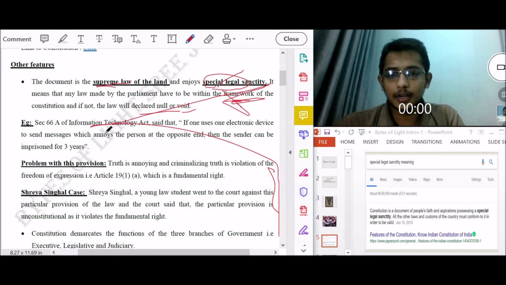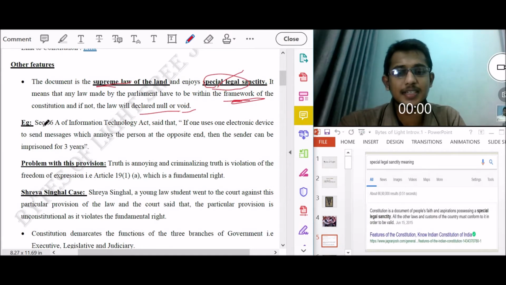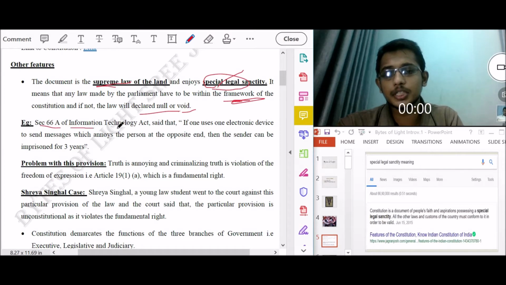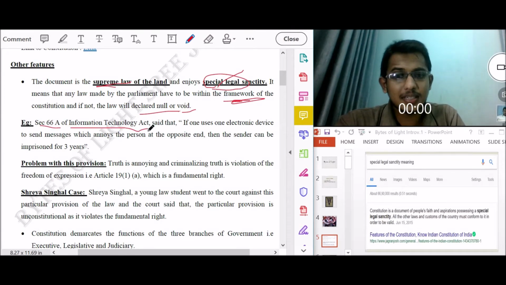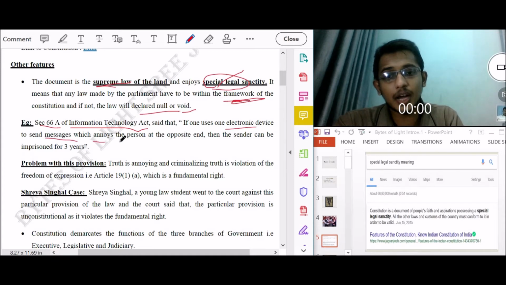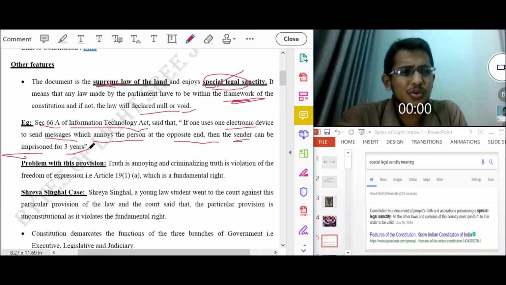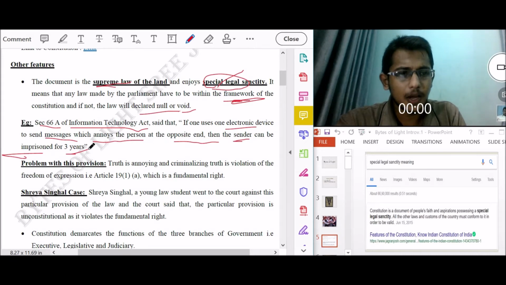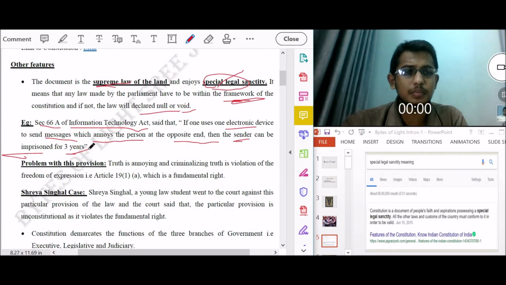And now another area, that is section 66A of the Information Technology Act. What did it say? It said that if one uses one's electronic device to send messages which annoy the other person at the opposite end, then the sender shall be imprisoned for 3 years. So what is the problem with this law? When you send a message to the other person, if you're saying the truth, then sometimes the truth is always bitter and always annoying.